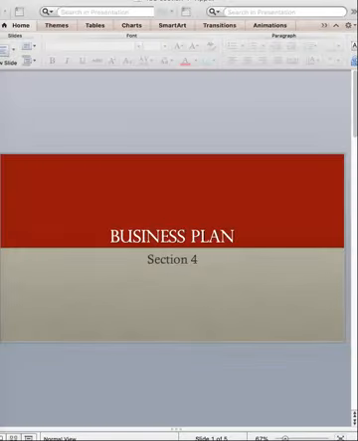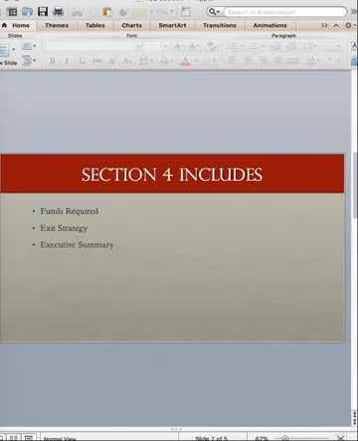This week we'll be working on Section 4, the last section of the business plan. Please note the due date on this in Canvas. Okay, so Section 4 includes the following parts: funds required, exit strategy, and executive summary. Altogether, the submission should be 2 pages long, one for the summary and one for the funds required and exit strategy.